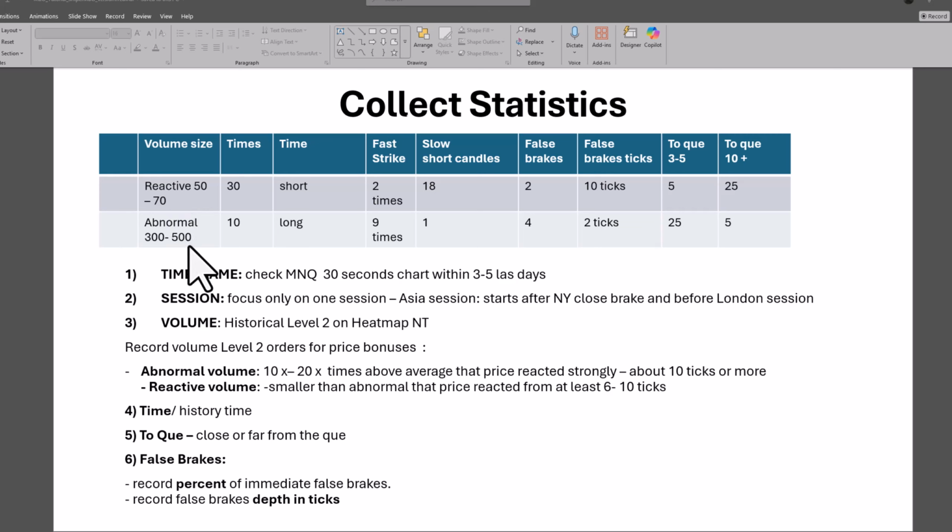Anyway, I noticed there are two kinds of volumes. One, the price gets a reaction anyway, and it's not a humongous abnormal volume. But then I record the abnormal volumes. Then I record how many times during that Asian session, or whatever session you trade, the price reacted from the 50 to 70 and from the abnormal.